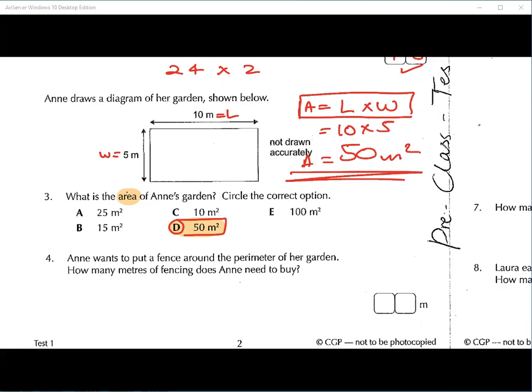Read number 4 as well, please. Annie wants to put a fence around the perimeter of her garden. How many meters of fencing does Annie need to buy? Now they mentioned the word perimeter. So the area equals length times by width. And what does perimeter mean? The area around the shape.